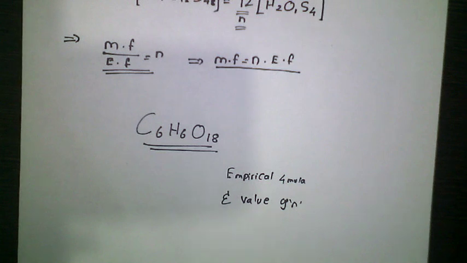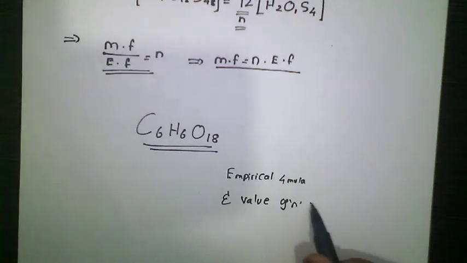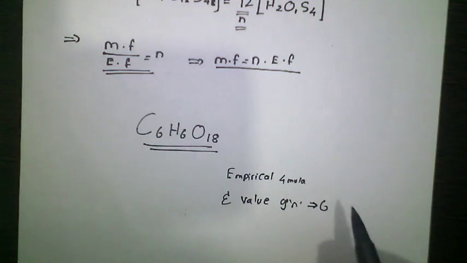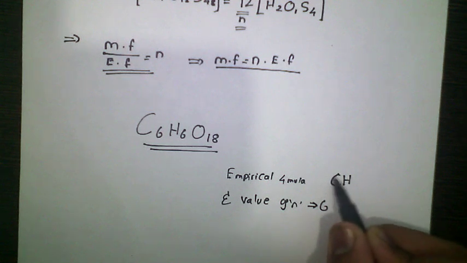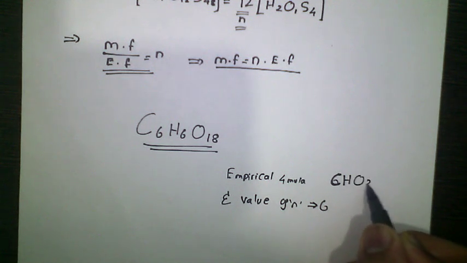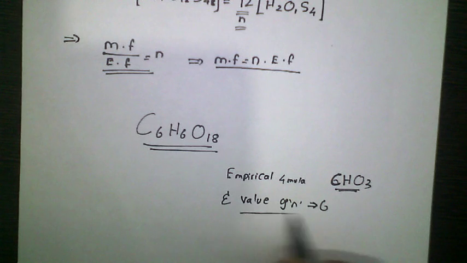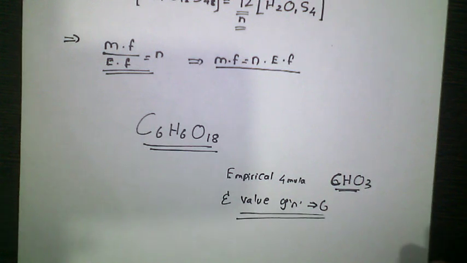Alright, do that. Done. So I think you got it right. The value of n is 6 and the empirical formula is CHO3.